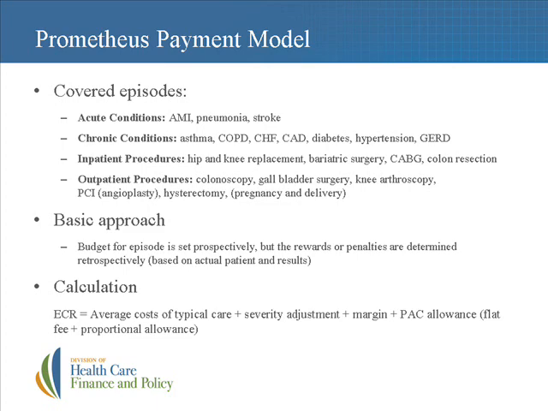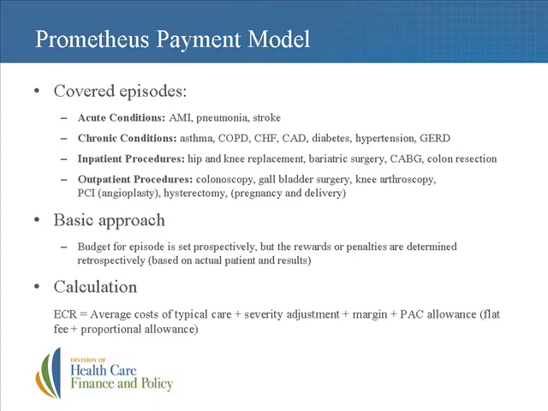An important aspect of the Prometheus model is that all patients of a particular participating provider with that particular condition are required to be paid using the model. So this is to avoid the potential cherry picking of particular patients with the condition. So the first step is to determine an evidence-based or an evidence-informed case rate, or the ECR. And that's based on the costs of the typical care. So what are the costs that are associated with the services that are determined to be the best practice services based on accepted clinical guidelines?